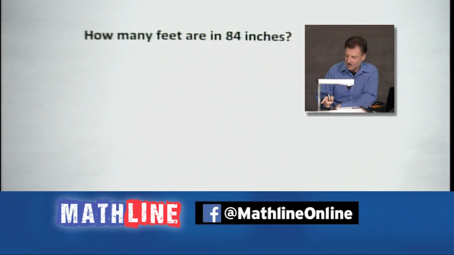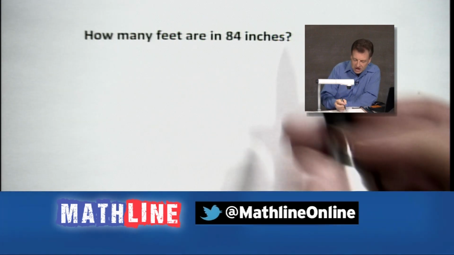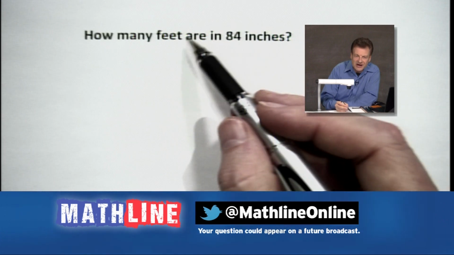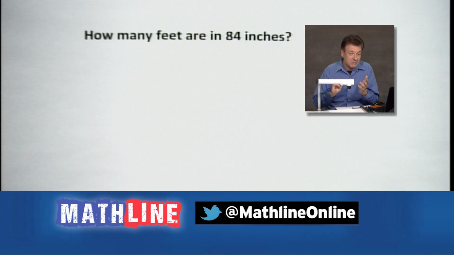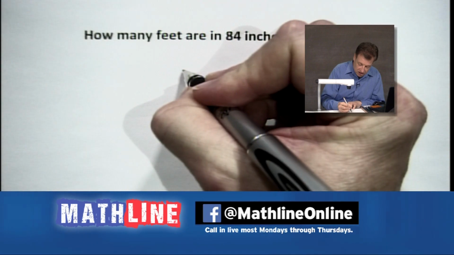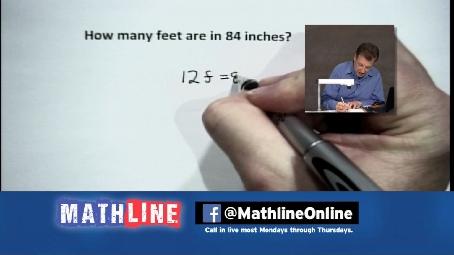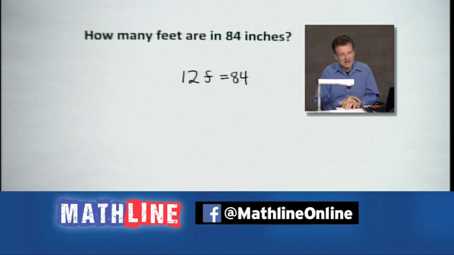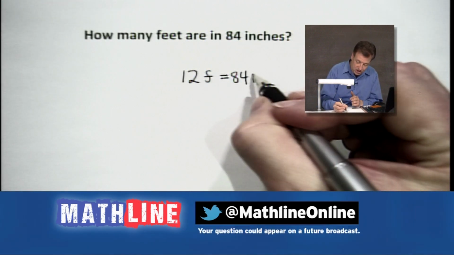Well, guess what we just did? We multiplied to go from what? Feet to inches. Now we're coming from what? Inches back to feet. So we've got to reverse the process. So how about this one? 12 times F, I'll put F for number of feet, equals 84. Now this one we just had something like that, a little pre-algebra moment. So 12 times what number? Or 12 times what number of feet will give me 84 inches?